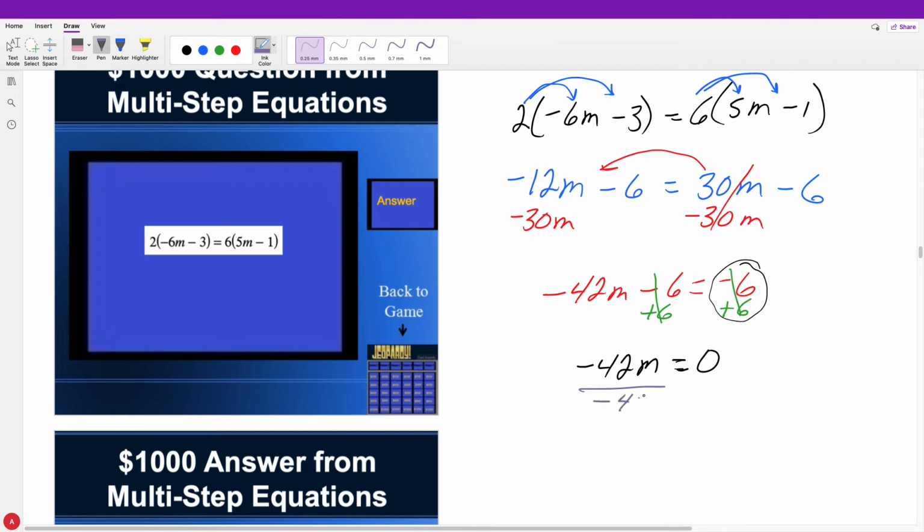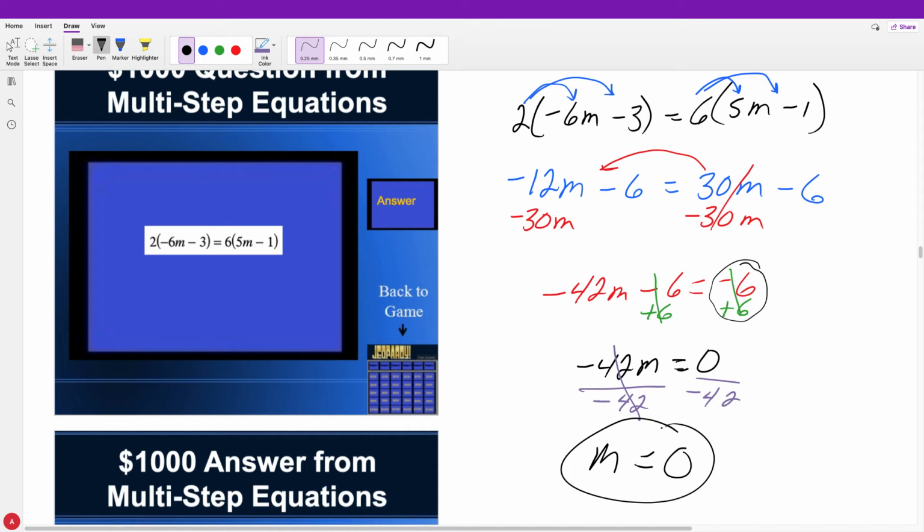And to do that, we would divide because it's being multiplied. So when we divide here, that cancels out. And now we're left with just our m. And 0 divided by any number is always 0. So our answer here is m is equal to 0. All right, so don't confuse this with a special case or anything like that.